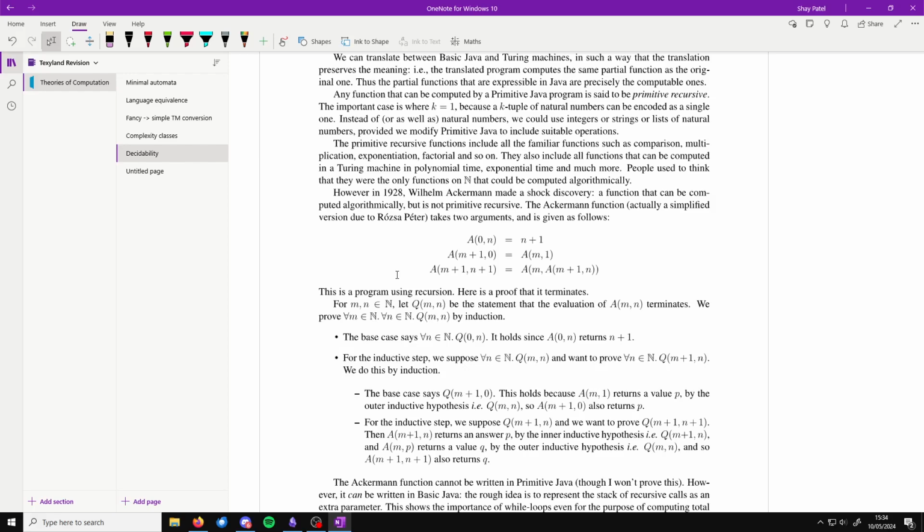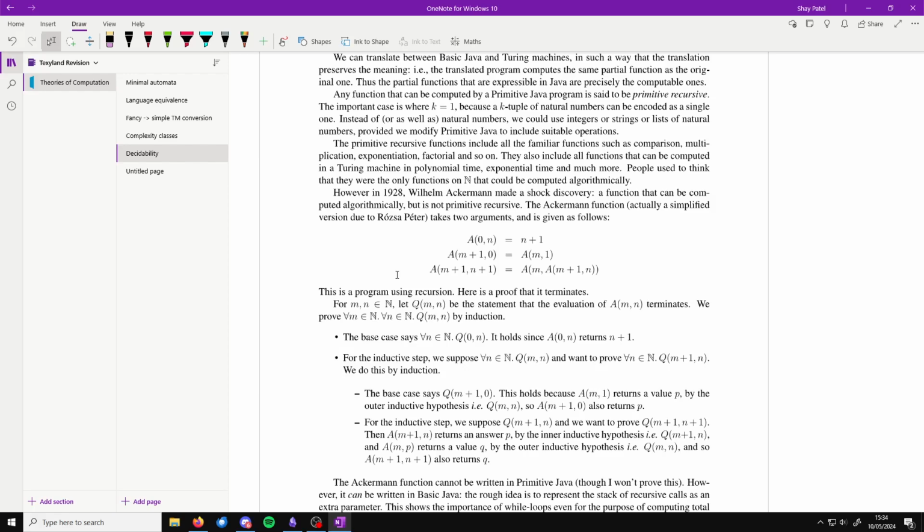If we pass in 0 and some number n, we just return n plus 1. If we pass in m plus 1 and 0, we then call it with m and 1. And if we pass in m plus 1 and n plus 1, so 2 natural numbers, neither of which is 0, then we call the Ackermann function with m and the Ackermann result of m plus 1 and n. So Ackermann is saying you can have total and Turing complete programs.